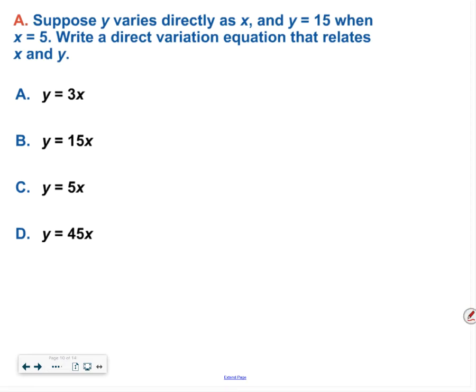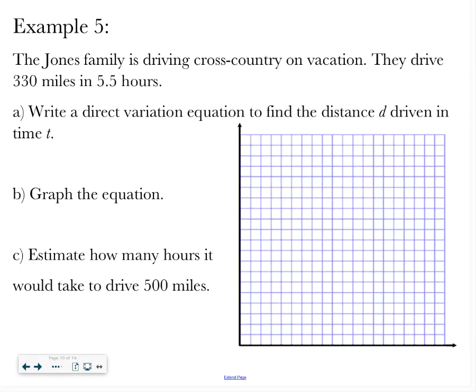Hopefully you ended up with y equals 3x. If not, be sure to ask me or a friend. And let's look at our last example. Example 5: the Jones family is driving cross-country on vacation. They drive 330 miles in 5.5 hours. Write a direct variation equation to find the distance d driven in time t. So, first, direct variation equation. We want something that is of the form y equals kx.